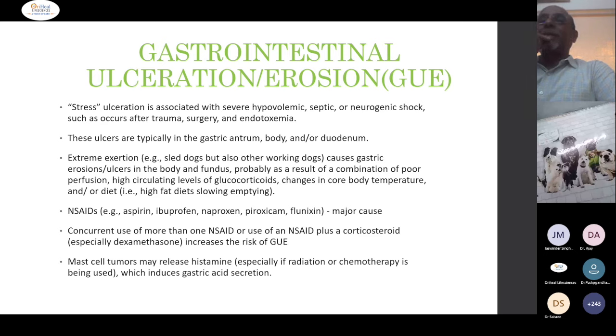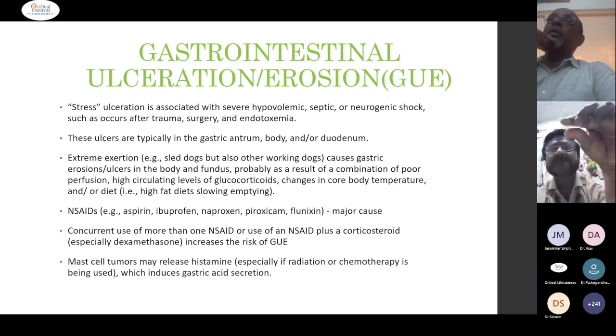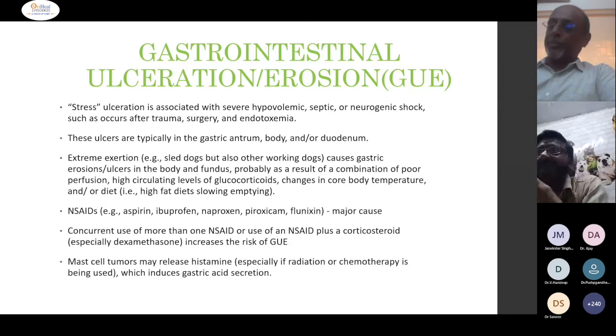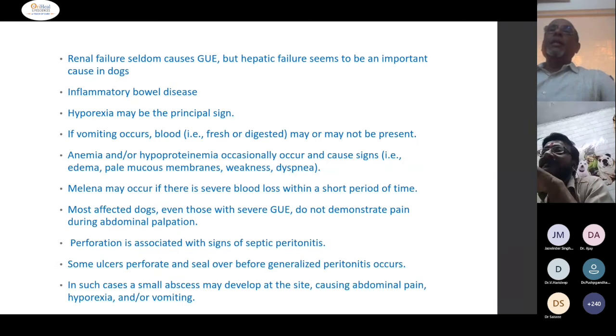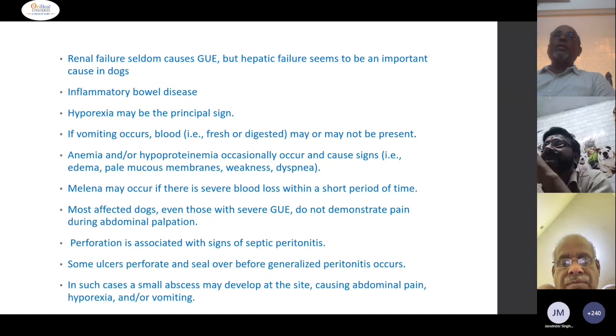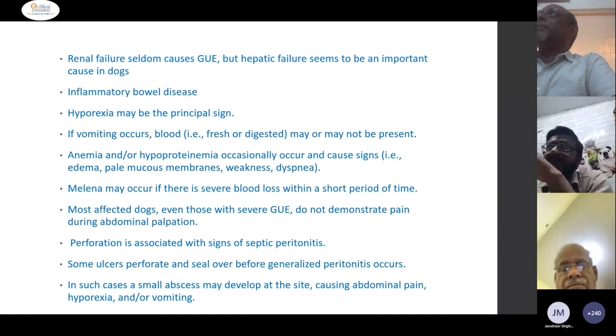NSAIDs are a major cause of GUE. The use of steroids and corticosteroid combinations is thought to be most important in causing this ulceration and erosion. Mast cell tumors may release histamine, so they can cause severe gastrointestinal ulceration and erosion. Renal failure seldom causes GUE, but hepatic failure seems to be the most important cause in dogs. Inflammatory bowel disease can cause GUE, and hyporexia is a principal sign.